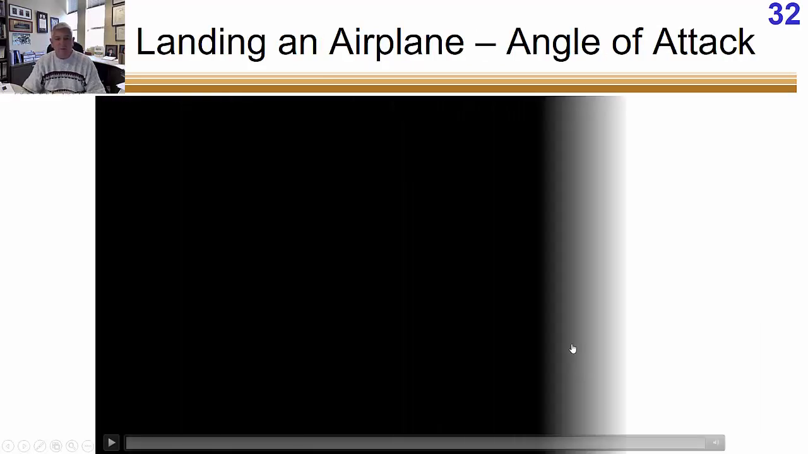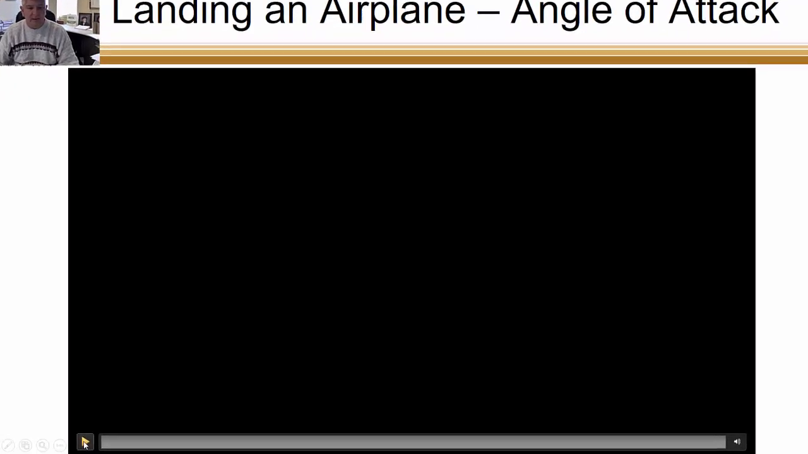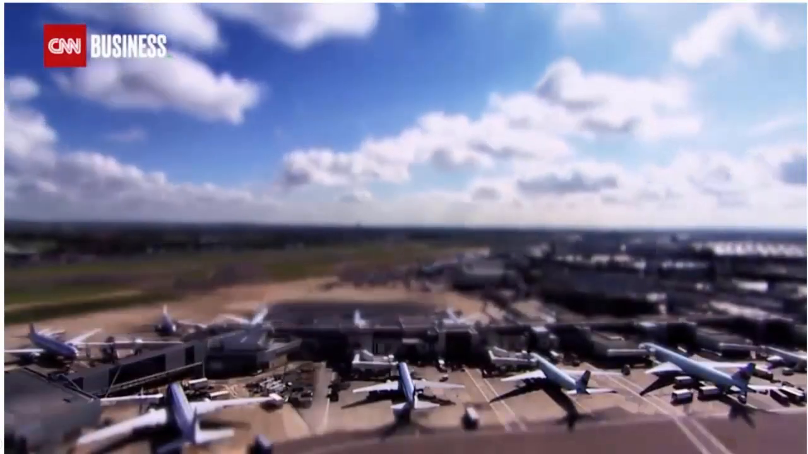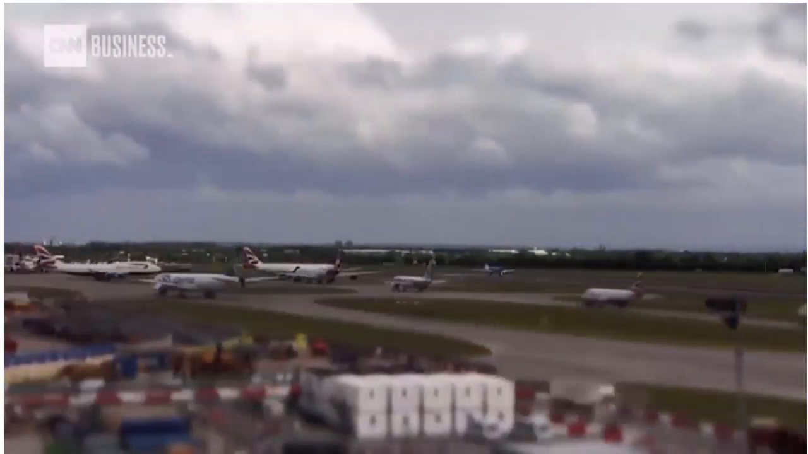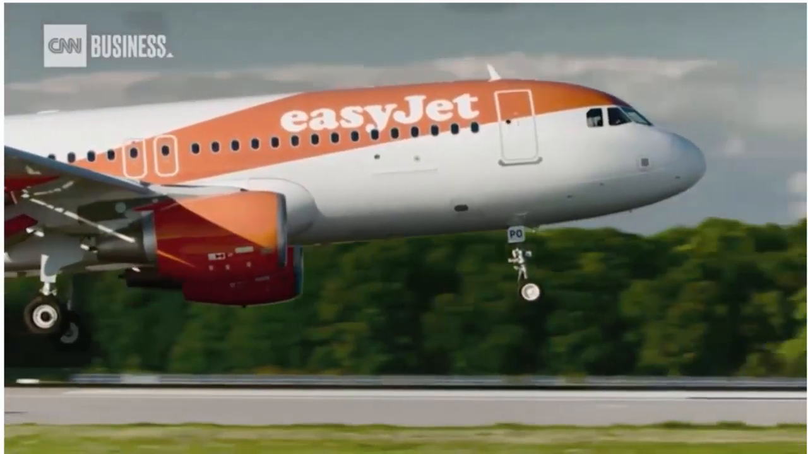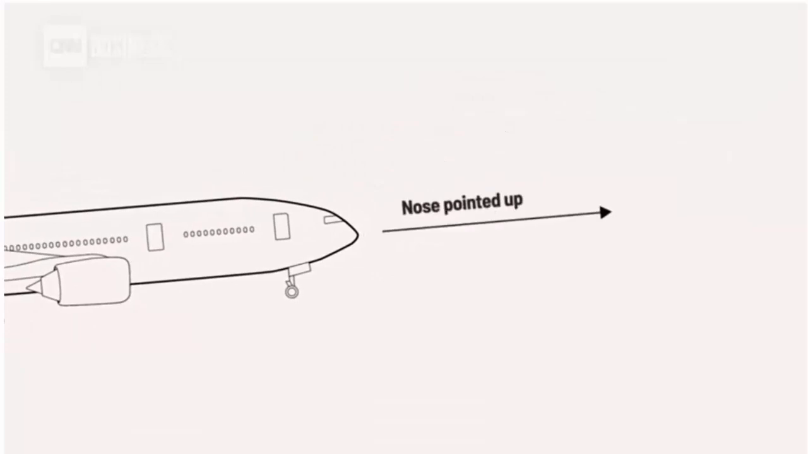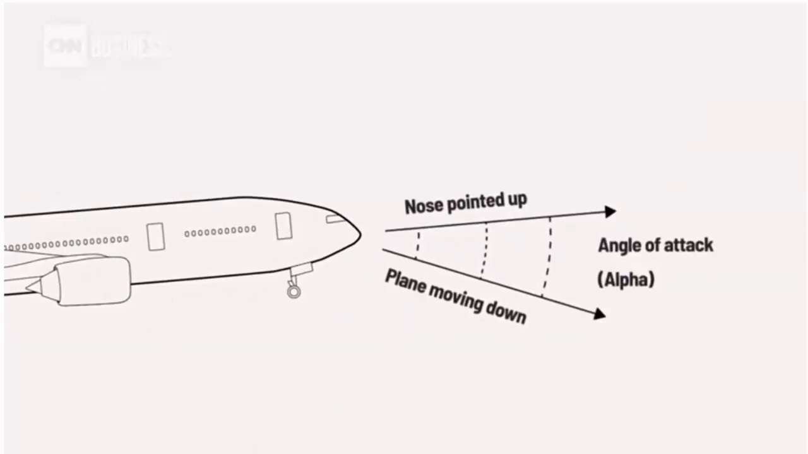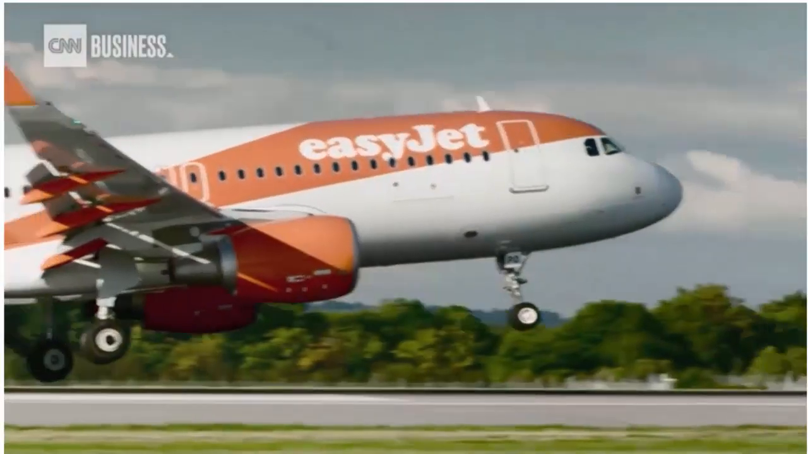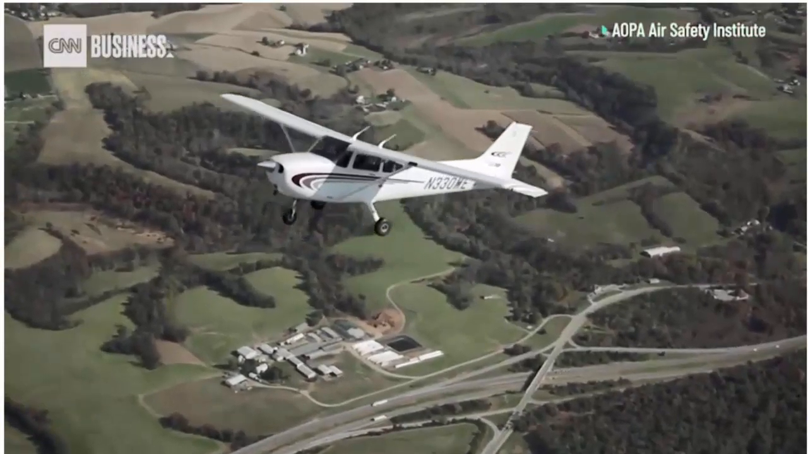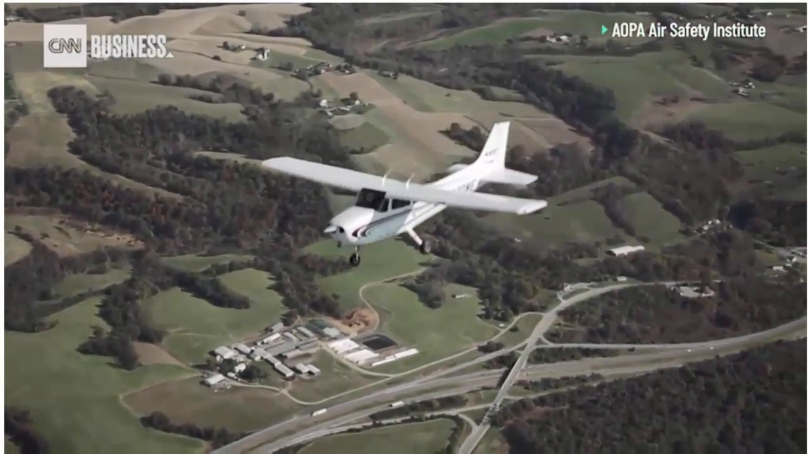All right, so let's talk a little bit more about this angle of attack in landing a plane. One of the most important concepts in aviation is the angle of attack. In simple terms, it's the difference between the angle of the wings and the direction in which the plane is flying. Imagine a plane that's about to land. Its nose is pointed up, but the plane is still moving down towards the runway. That difference there is the angle of attack, sometimes called alpha. If the angle gets too big, if it exceeds a critical angle of attack, a plane stalls.